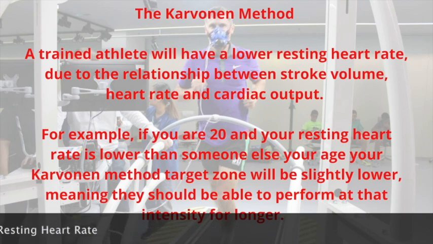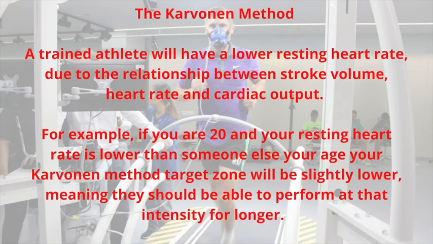So we've got a trained athlete with a lower resting heart rate. That's because they have a relationship between stroke volume, cardiac output and heart rate that's working really effectively for them. But this is the Karvonen method. Let's say you're 20 and your resting heart rate is lower than somebody else your age. Because remember, if we just do 220 minus your age, both of your maximum heart rates are 200. But if we consider two 20-year-olds with different fitness levels, one is fitter than the other. What you would infer is the fitter one has a lower resting heart rate. And if you're unsure about that, revisit the CV video and that'll go through it for you. So if you're fitter, you've got a slightly lower heart rate than the not so fit athlete.